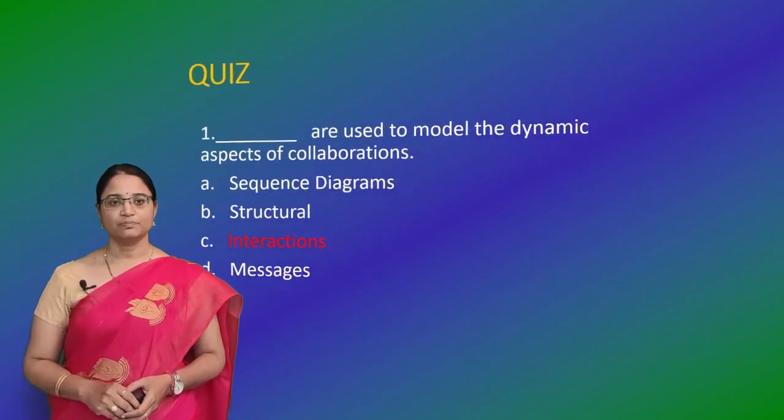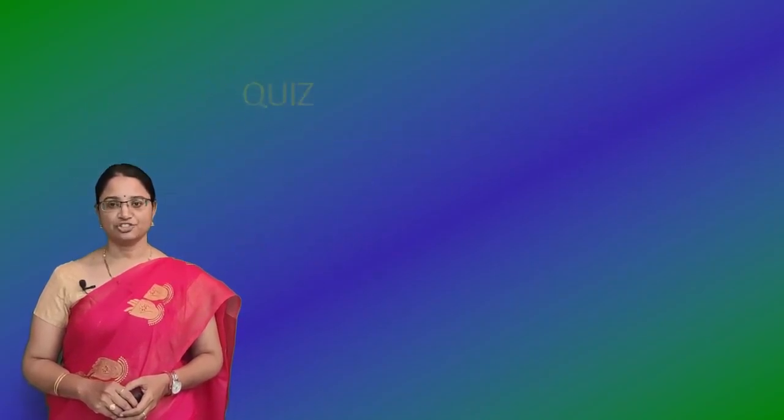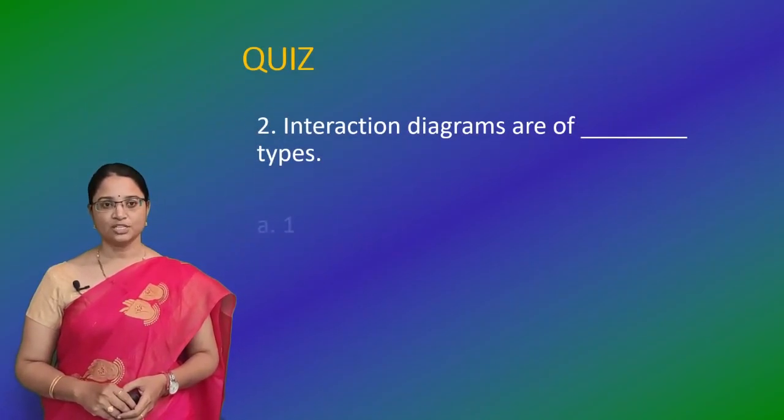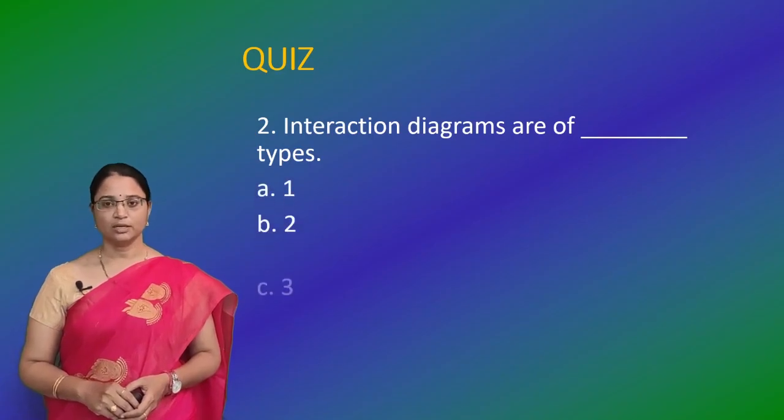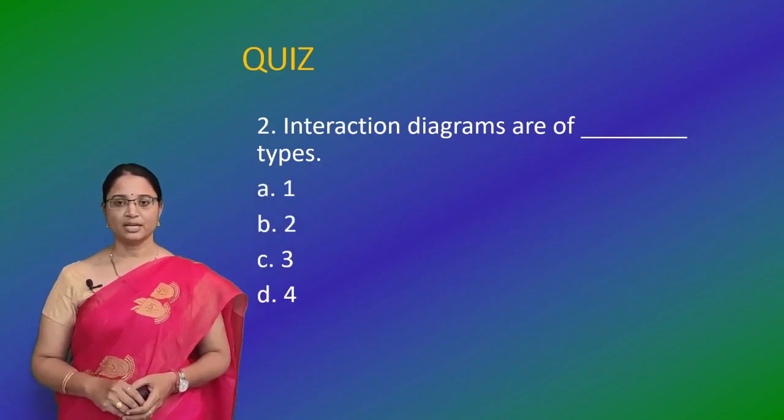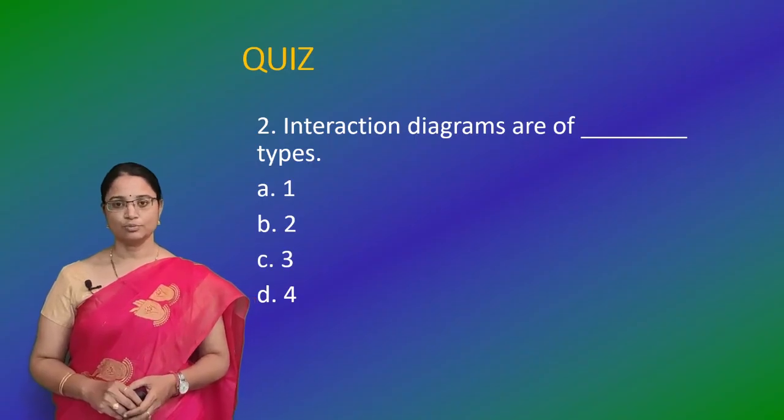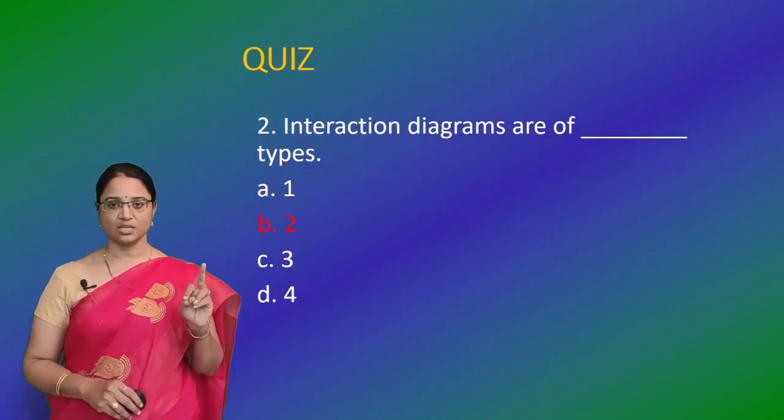Coming to the second question, interaction diagrams are of dash types. So options are 1, 2, 3 and 4. So interaction diagrams exist in two forms. One is a sequence diagram, second one is a collaboration diagram.